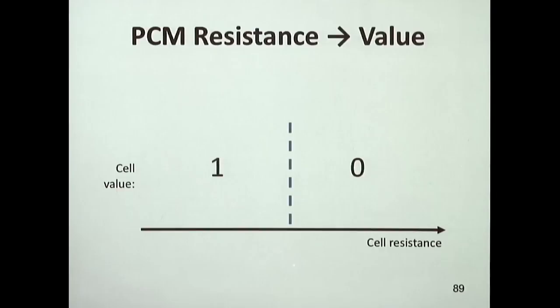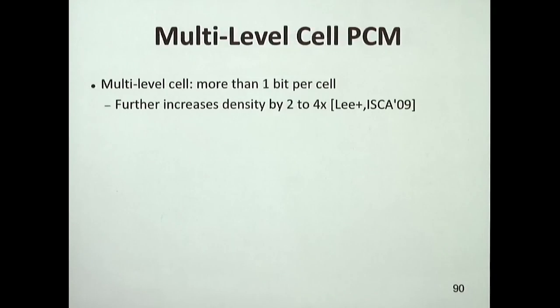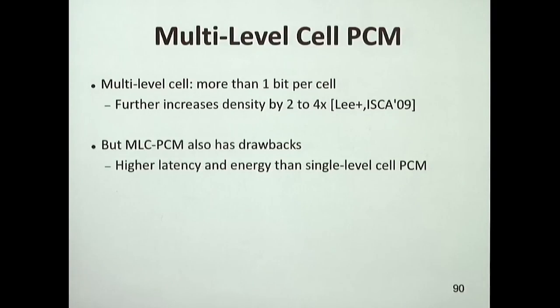Basically, you have the cell resistance. If you say any resistance below this value is encoded as 1, any resistance above this value is encoded as 0. Actually, in flash memory, it's voltage over here. And if you want to have a multi-level cell, you can store more than 1 bit per cell.